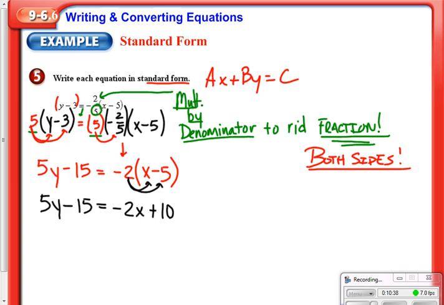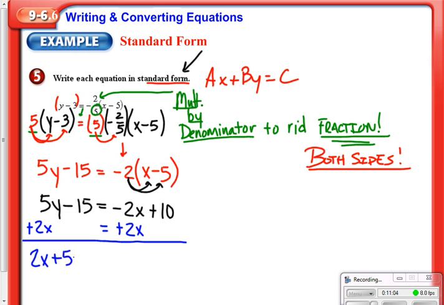We need to get this in standard form. Remember, ax plus by equals c. Don't lose sight of that goal. So get our x's and y's on one side and the constant c, the terms without variables, on the other. So in this problem, I am going to add 2x to both sides. I now have 2x plus 5y minus 15 equals, and on the right side, the only thing I have left here is 10. Still not finished.